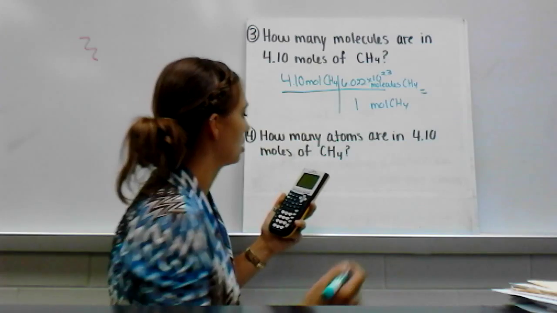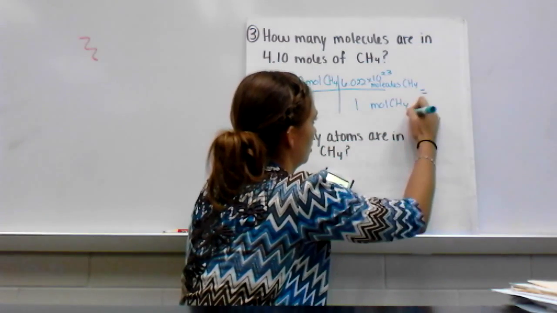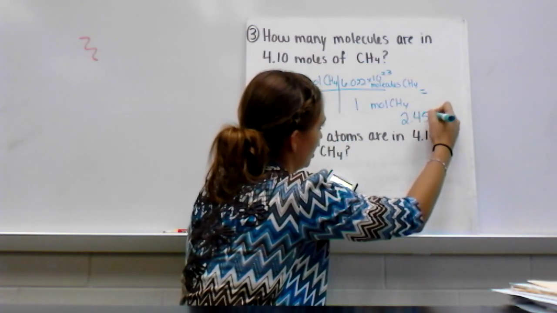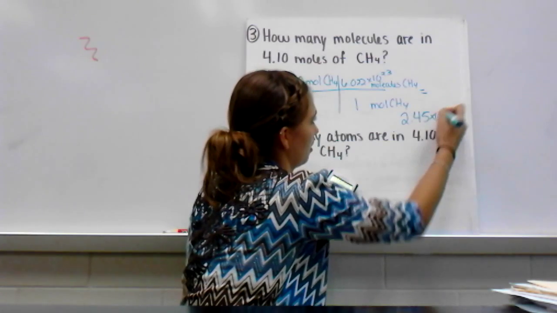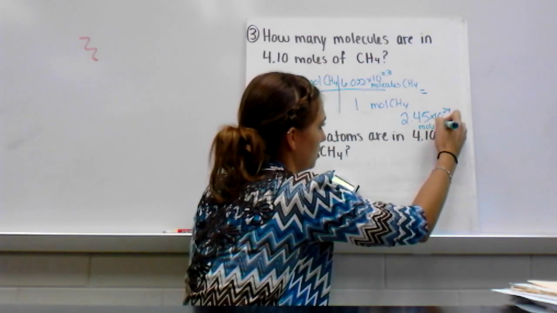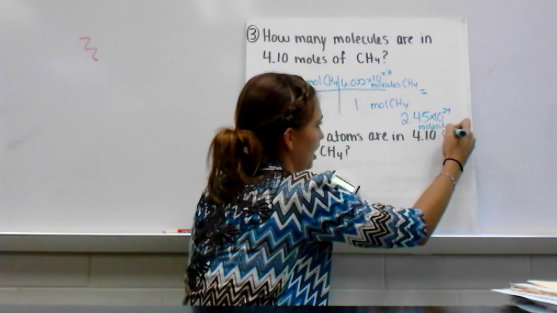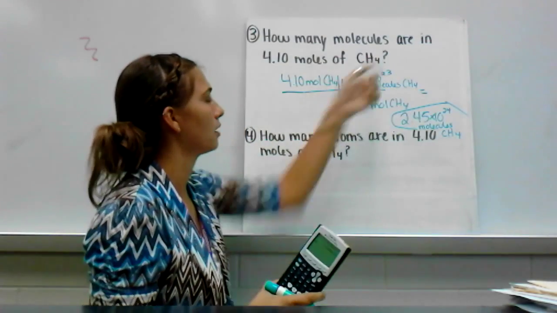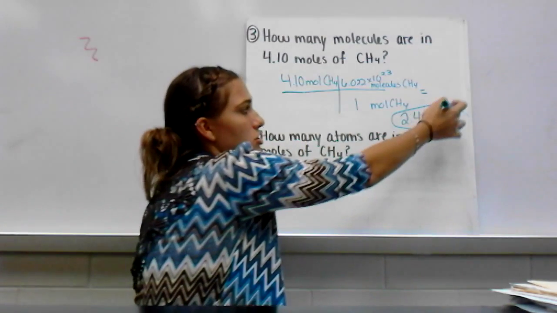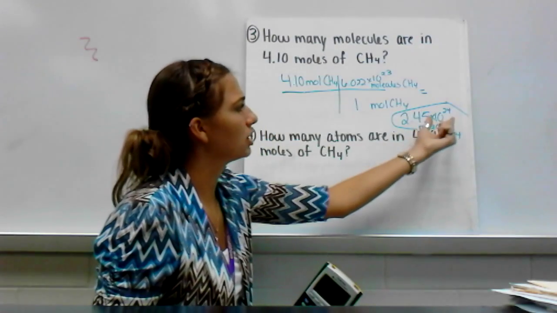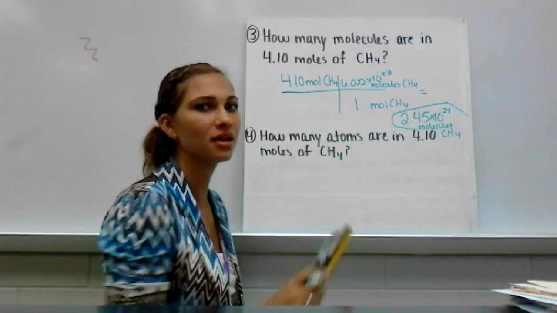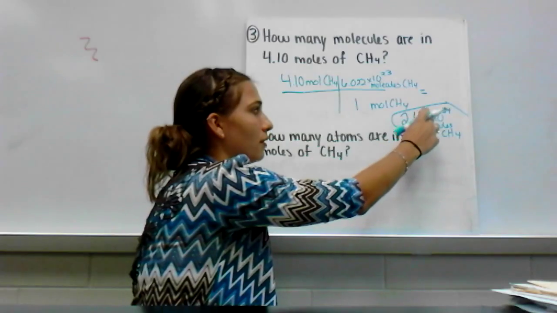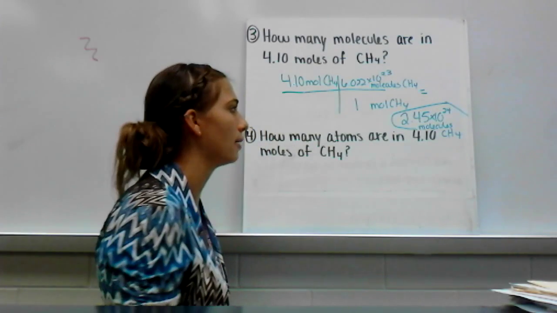The answer that I got here is 2.45 times 10 to the 24th molecules of CH4. So there's your answer for this one. All right. Notice how I don't drop my scientific notation. If I don't include this times 10 to the 24, that completely changes my answer because 2.45 is very different than 2.45 times 10 to the 24th. So make sure you include that.